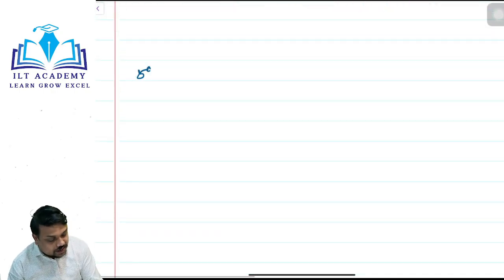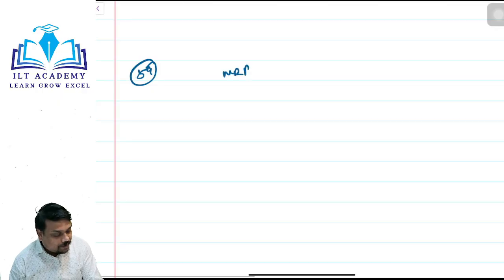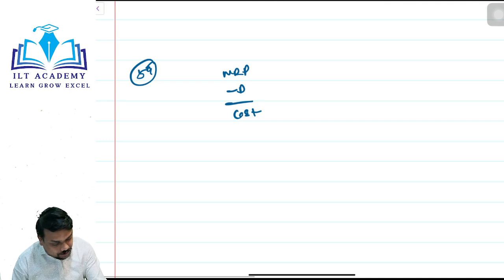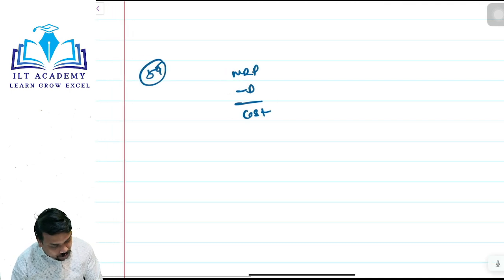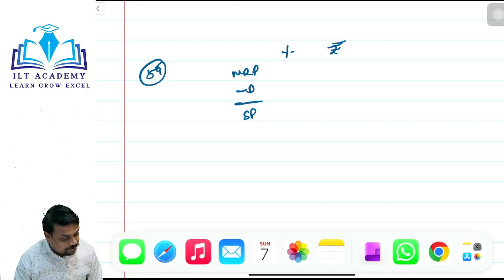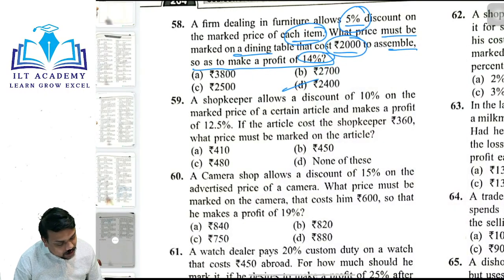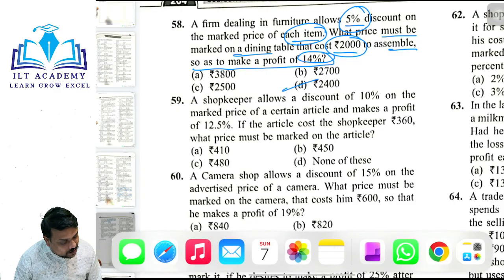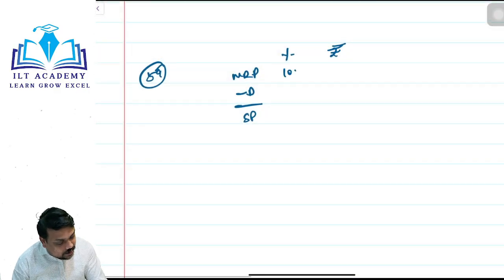59th क्वेश्चन देखो मा. MRP minus discount, which will be selling price. समझ लो, सेलिंग प्राइस, परसेंटेज, रुपीस. ओके, इस क्वेश्चन में क्या दिए देखो? A shopkeeper allows a discount of 10% on the market price. सो 100, 10, दिस विल बी 90. क्लियर?